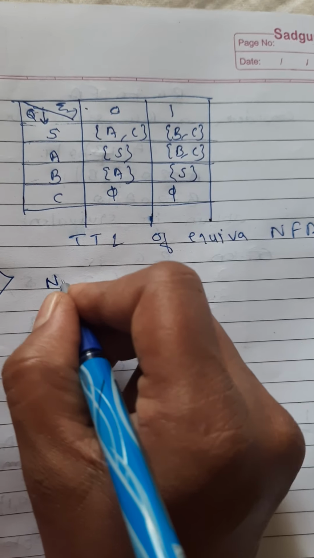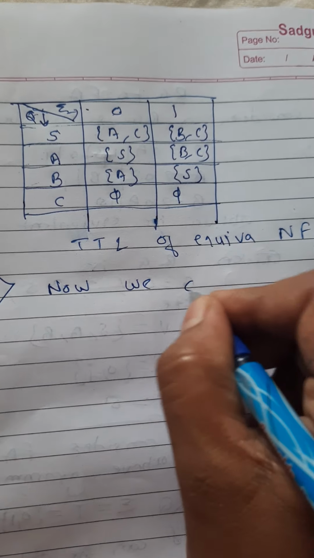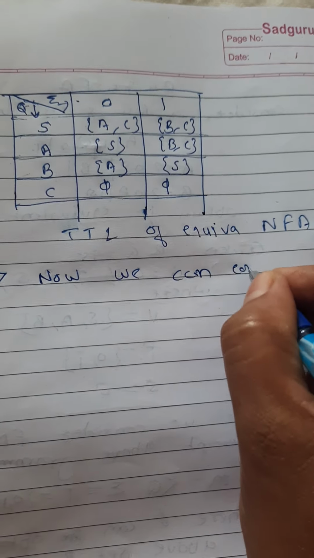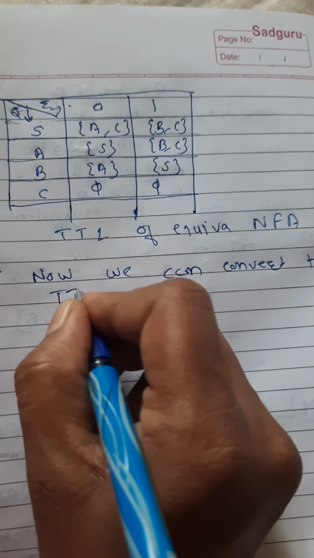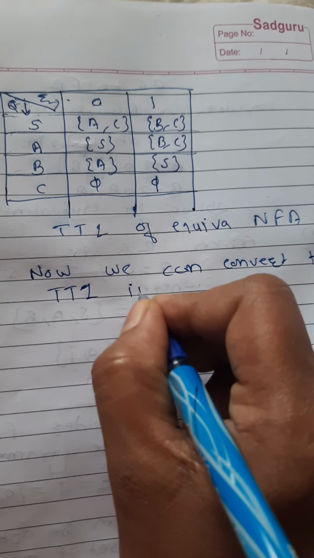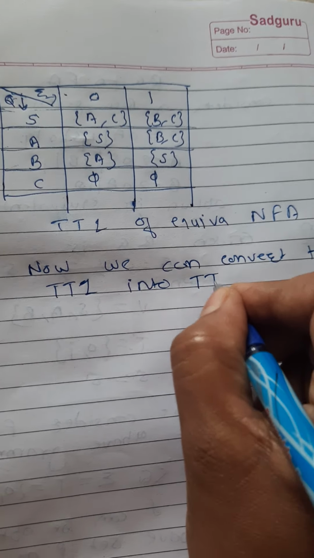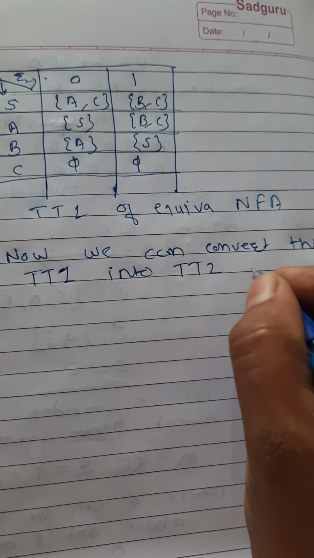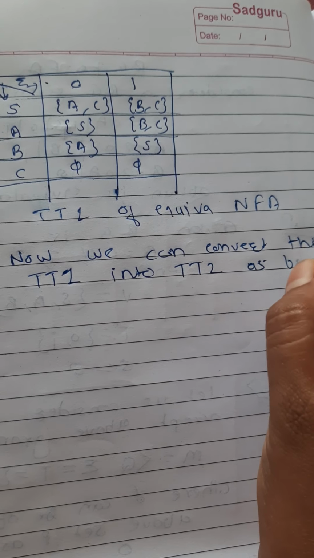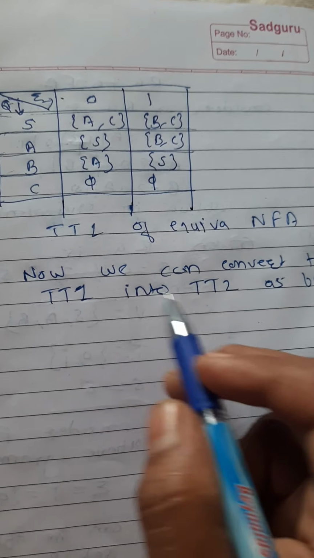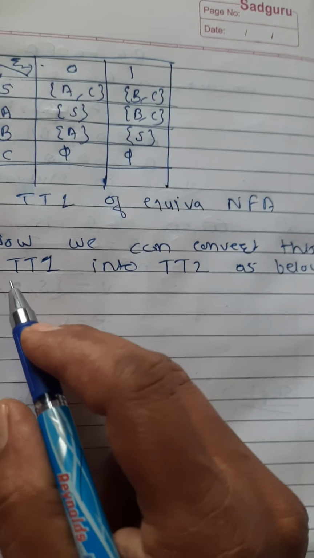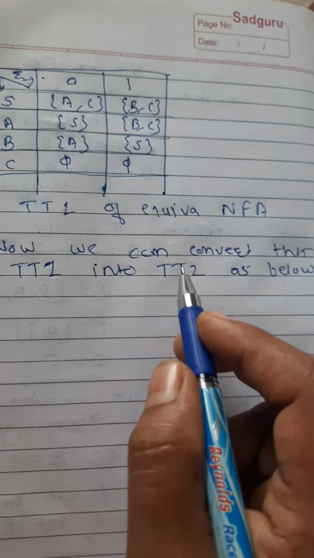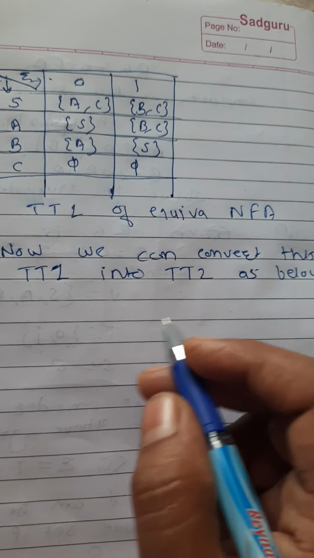Now we can convert this TT1 into TT2 as below. While converting this one we will use the subset construction method. This is the transition table of the NFA and this will be the transition table of the DFA.